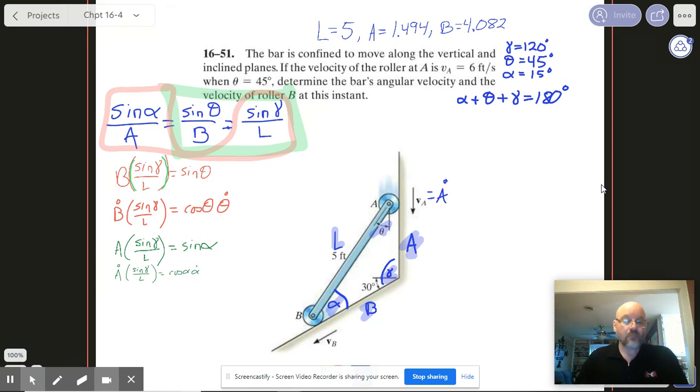Okay. Now we actually do know A dot. They give that to us because that's V sub A, which is 6 feet per second. What we don't know is alpha dot. All right, so here we are again. We've got to figure something out. We need another relationship. Well, that's all we got out of our law of sines. So we need another relationship, and that relationship is this one right up here.